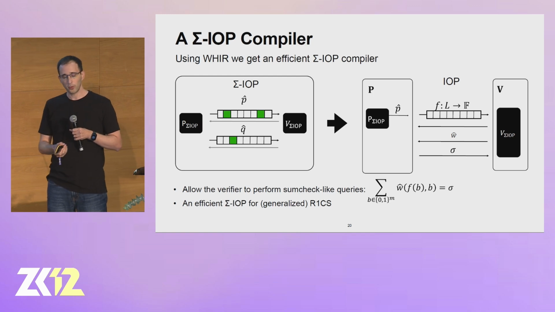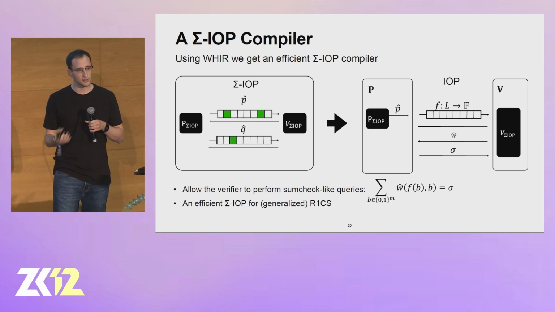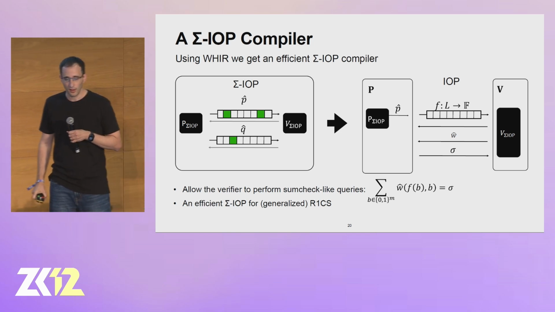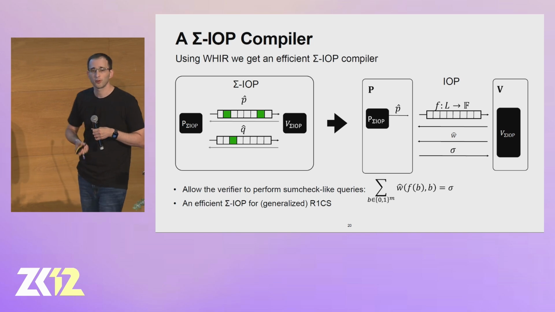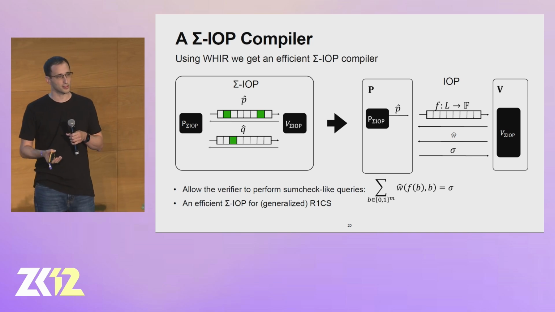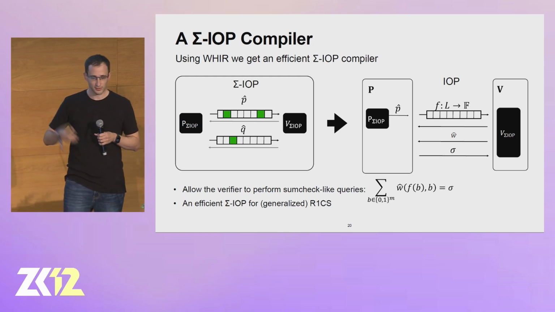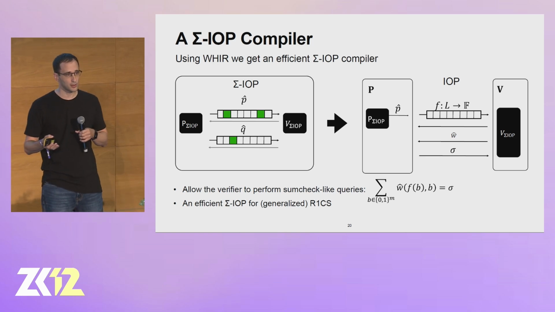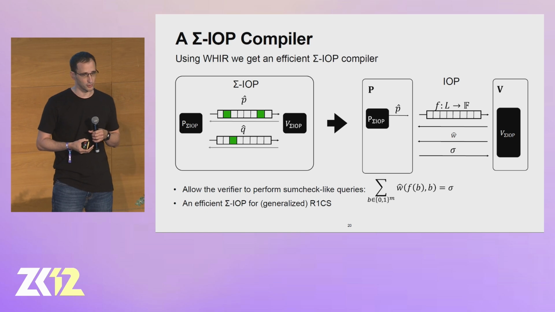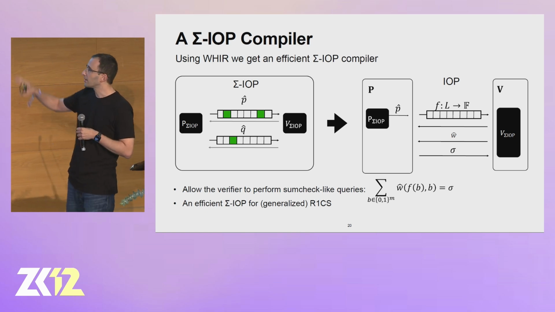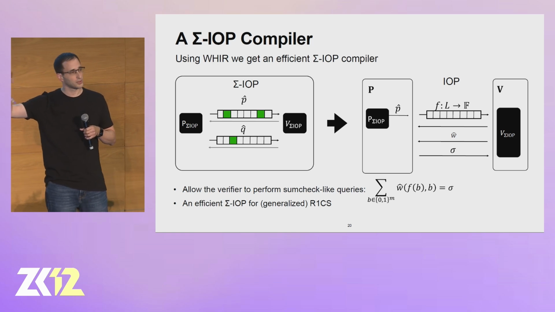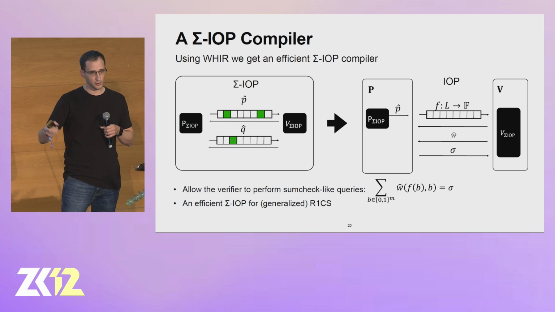Okay, so because WHIR was not just a Reed-Solomon proximity test, but actually a constrained Reed-Solomon proximity test, what we can do with it is compile not just a polynomial commitment scheme, but actually this sumcheck polynomial commitment scheme, or as I denoted here, just a sigma IOP. So a sigma IOP is going to be like a polynomial commitment scheme where I force the prover to send polynomials. Here, I'm going to allow the verifier not just to do evaluation queries to this polynomial, but actually sumcheck queries to this polynomial.